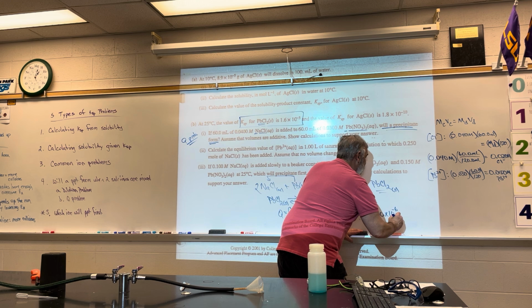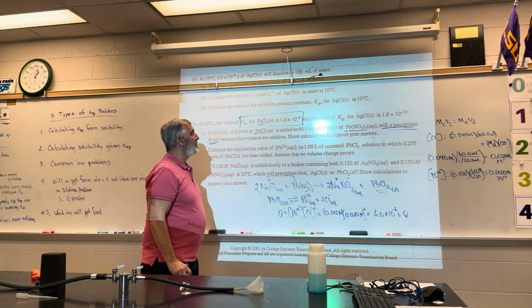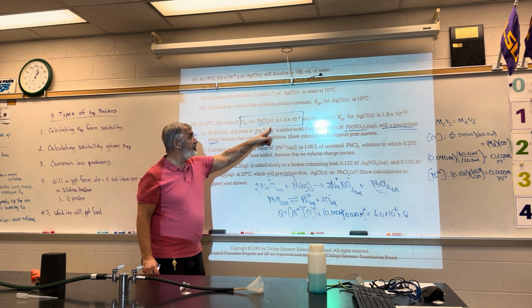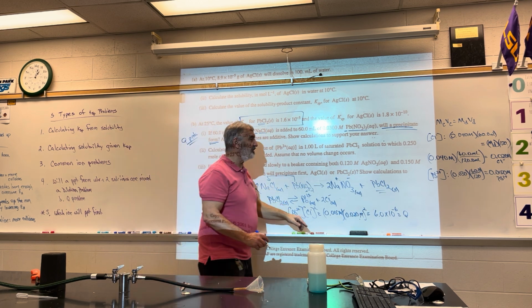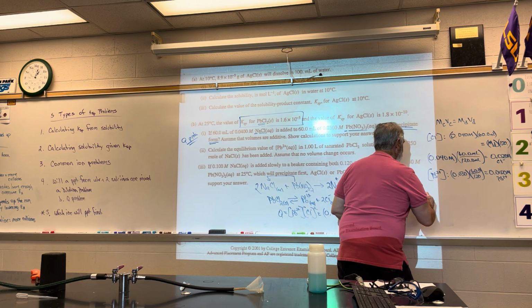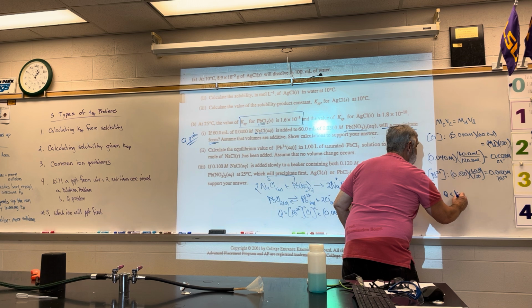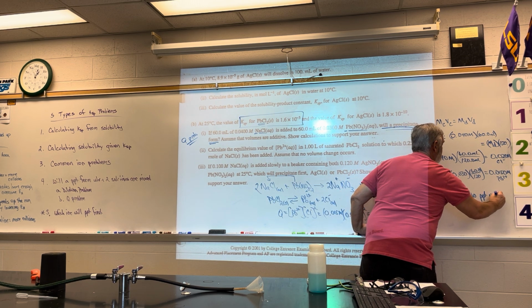So what do we do with that value? That equals Q. Compared to K, the given K, is Q greater than or less than K? Less than. Q's less than K, so what does that mean? Will a precipitate form or not? No precipitate. So we say, since Q is less than KSP, no precipitate will form.